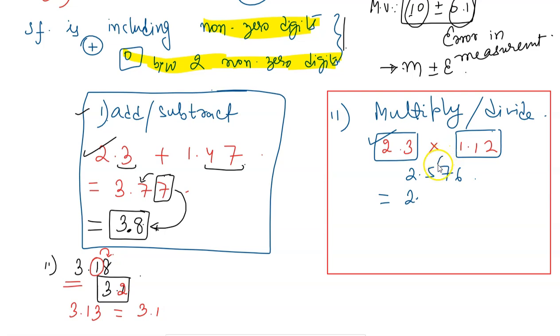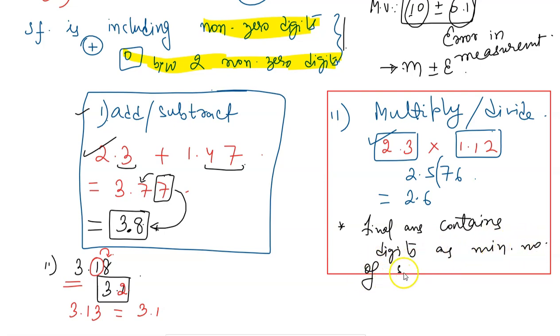See, I have to omit the numbers after this, and the digit is greater than 5. So 2.6 will be the answer in this case. So I'll write the simple rule: in case of multiplication or division, what we are going to check is that the final answer contains digits as the minimum number of significant figures in either of the numbers that we have taken into consideration.